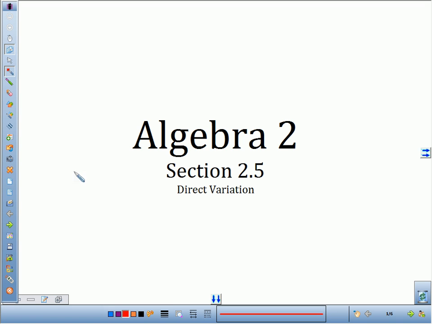All right, these are the notes for Algebra 2, Section 2.5. We're looking at direct variation.